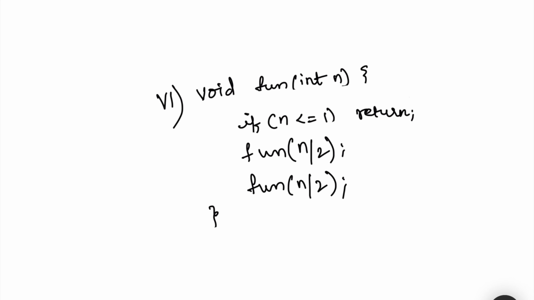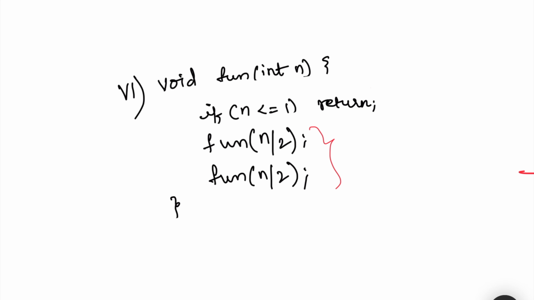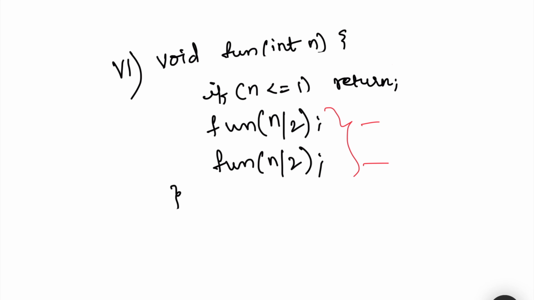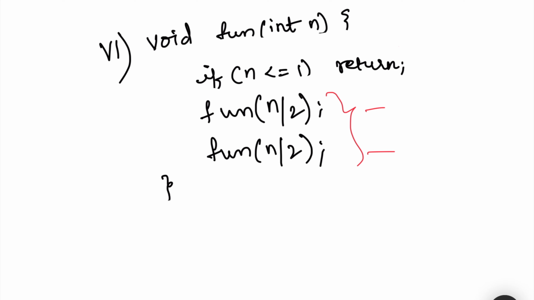Let's move on to the sixth example, which is the last one. Here we have a function again which takes an integer parameter, and the base condition is when n is less than or equal to 1 it returns, and here we have two f of n by 2 calls. So we can't say this takes big O of log n and this takes big O of log n, so altogether it is log n. It's not like that. Since this is a recursion where two function calls are made, we have to see this in terms of a tree.